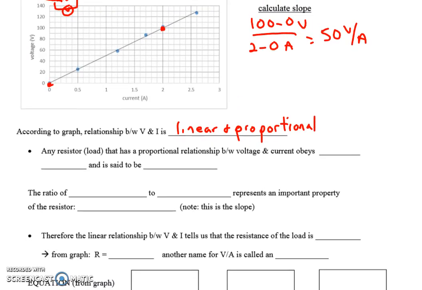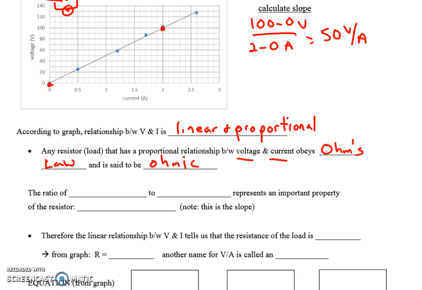Okay, so what we say is any load resistor that has a proportional relationship between voltage and current obeys Ohm's law. Georg Ohm was, I don't know if he was German or Austrian. Anyway, back in the 1800s, he discovered this law, and it's very important. So anything that obeys this is said to be ohmic. So it's a descriptor, meaning any resistor that obeys Ohm's law, which kind of implies that not everything obeys Ohm's law. So if you're ever asked a question, is this ohmic or not, it means that the ratio of voltage to current is constant.